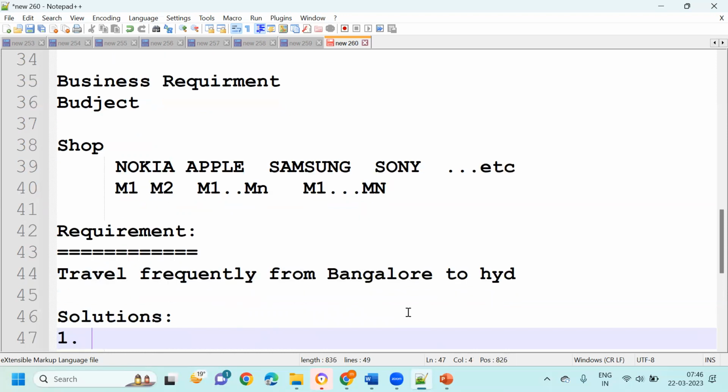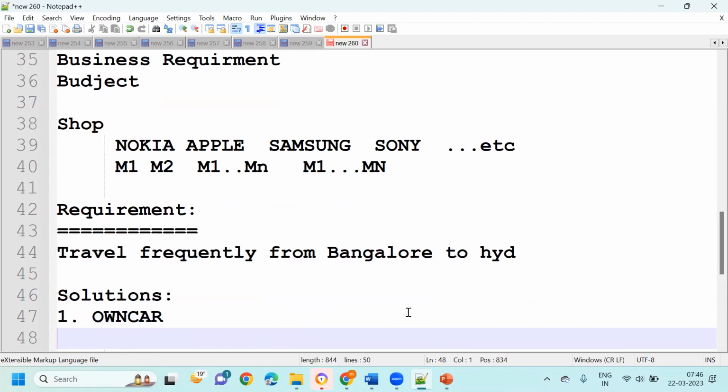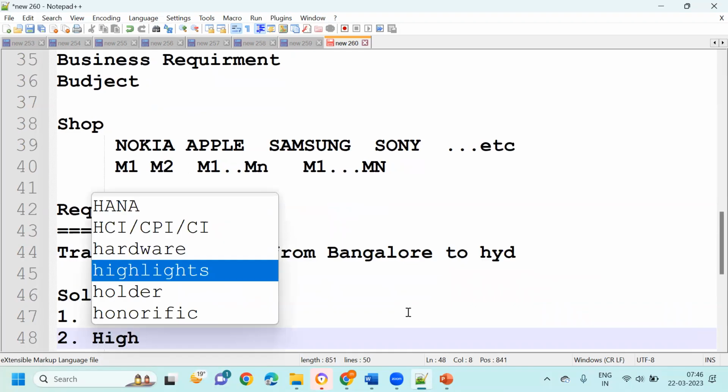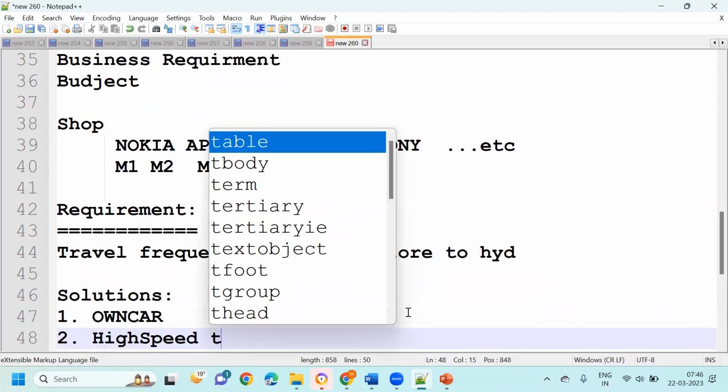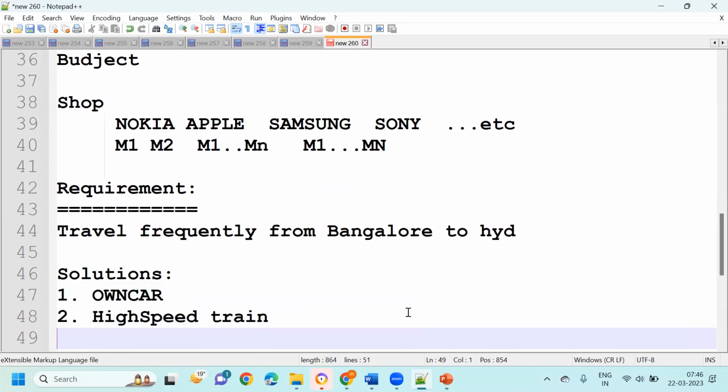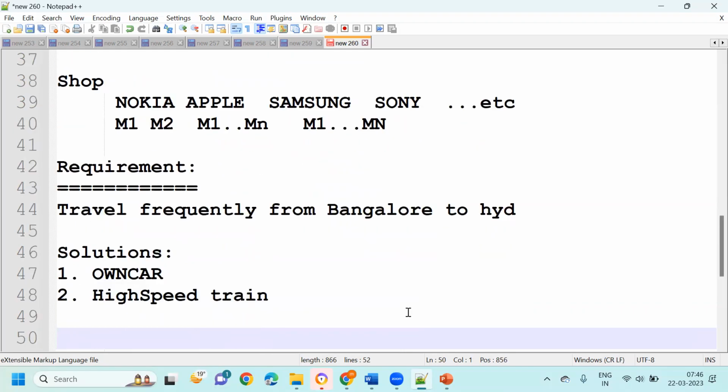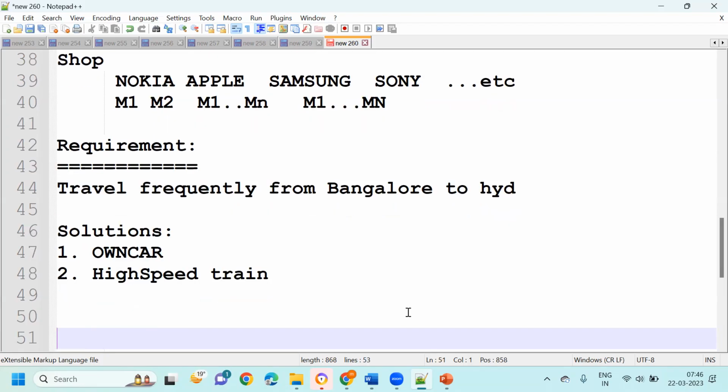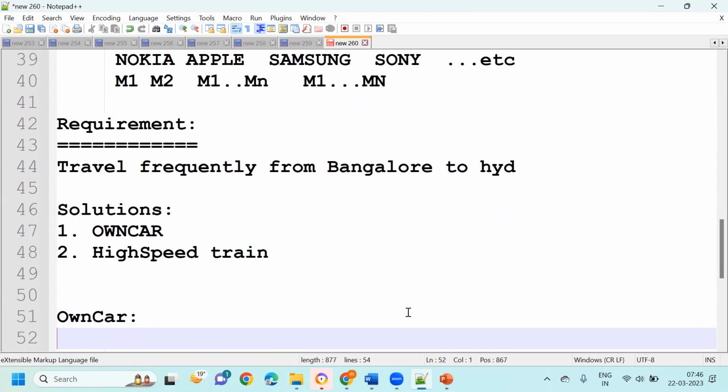One is that by using one car, we can fulfill this requirement. The second one is a high-speed train. We have two solutions, guys: one is our own car, the second one is the high-speed train. Let's take the first one, the own car, guys.